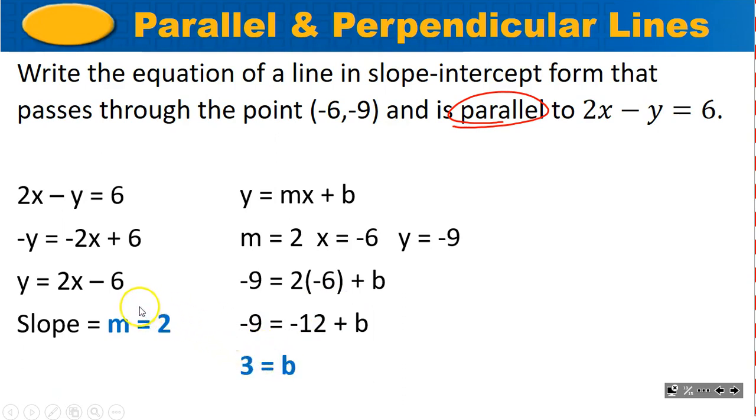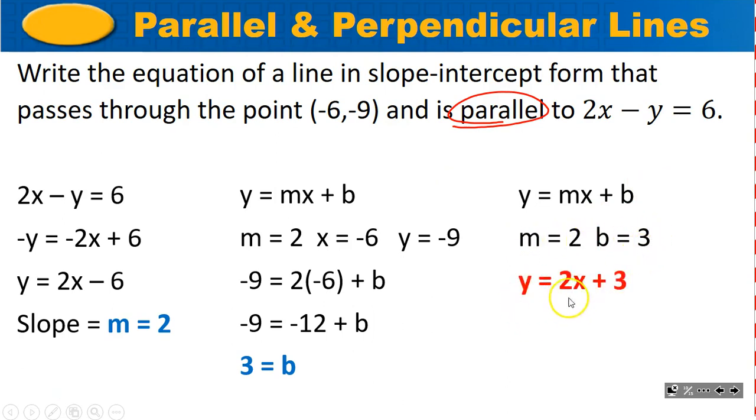So now, with these two values, our m and our b, we're going to plug those back into our equation. y is equal to mx plus b, where m is equal to 2 and b is equal to 3. And that gives us the new equation that is parallel. We know it's parallel because the slope over here is 2 and the new slope is 2, through the point negative 6, negative 9. That's how we got our new b, because we plugged in this point right here. So that's what enables us to write the equation for the new line.